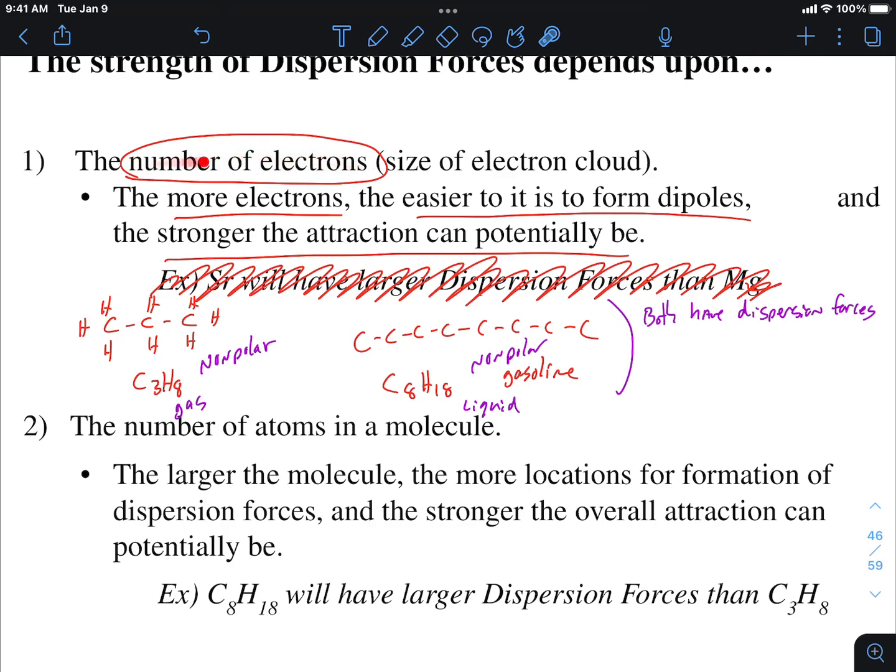Well, what if I asked you to count up the electrons? Look at C3H8. Carbon is element number 6, so this is going to have 3 times 6, so 18 electrons plus 8. So this has 26 electrons. What if we counted up the electrons in gasoline? 8 times 6 is 48, plus 18, 66. 66 versus 26. The more electrons something has, the more dispersion forces it has. Therefore, it's got stronger attractions.